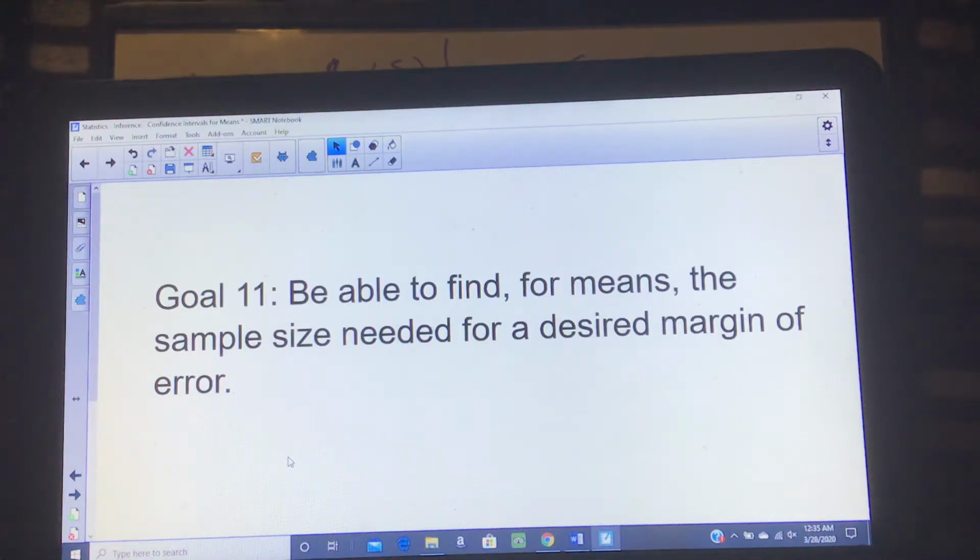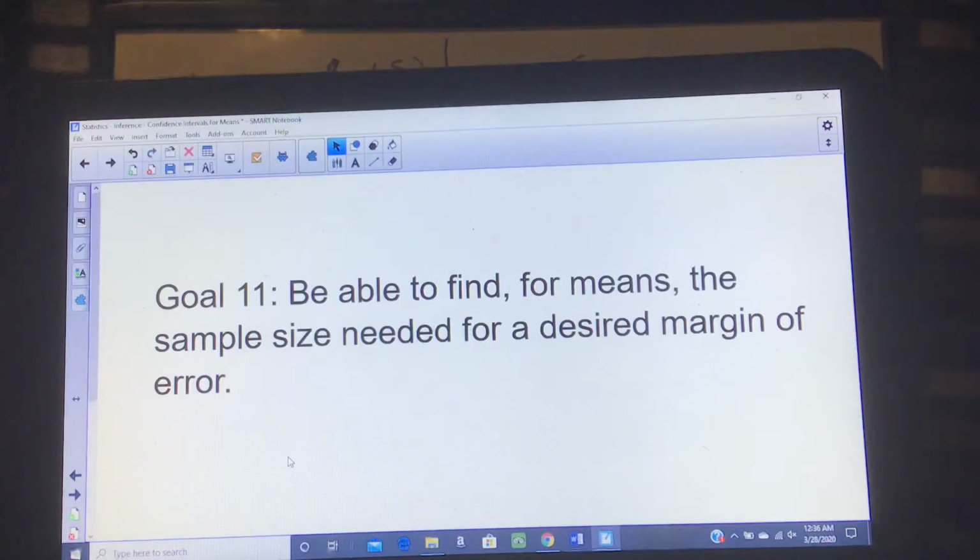Okay, the purpose of this video is to cover the next goal. Before watching this video, make sure you have a good understanding of finding a confidence interval for means, including the standard error, which was standard deviation of the sample over square root of n, and the use of the t-distribution or t-curve that was talked about in the last video that was developed by that guy Gossett.